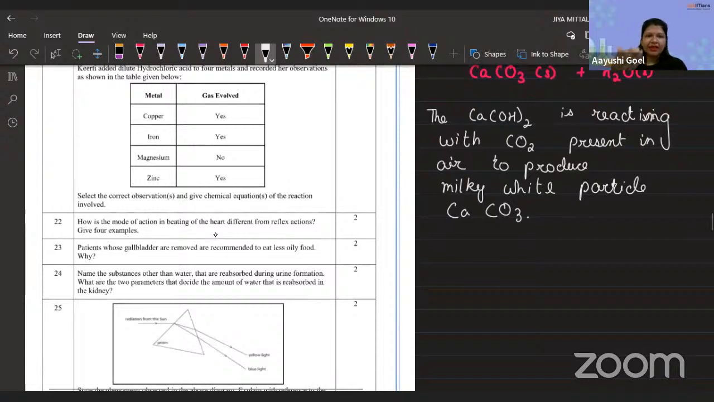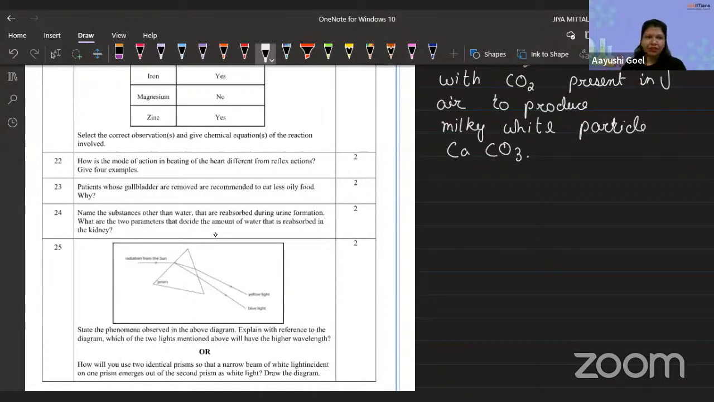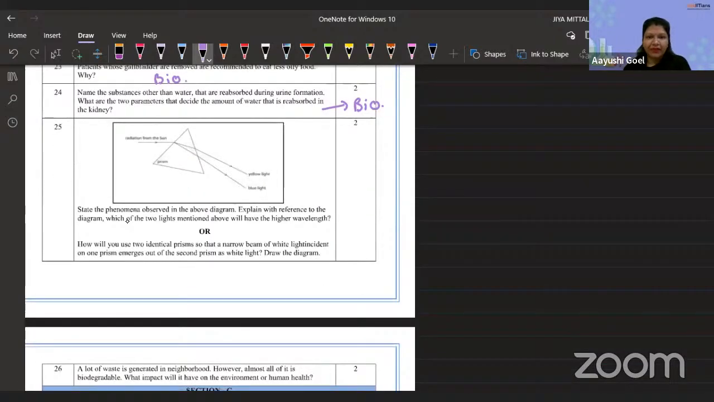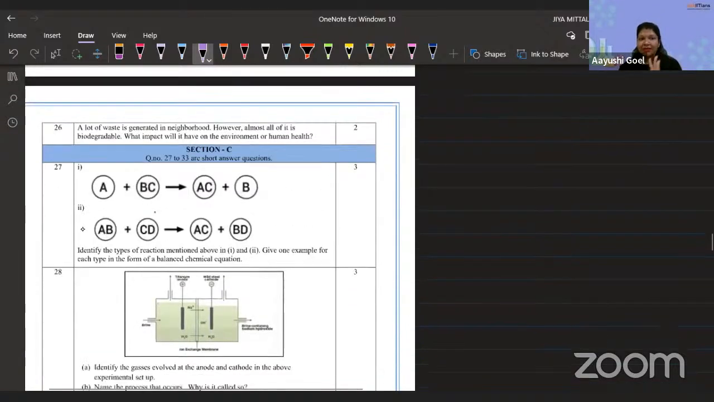Similarly, in this case you will find different questions. This is from biology here, and this is also from a bio question. And in the name of the substances, this is also from a bio question. Then we have physics, the 25th question. Physics is actually a little low, but they have the major portions because they carry the maximum marks. Now let's go with the Section C part.